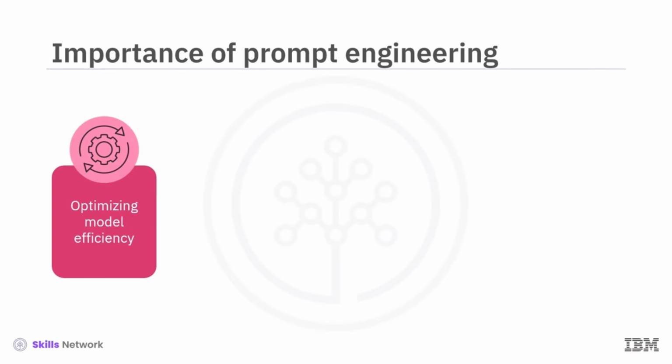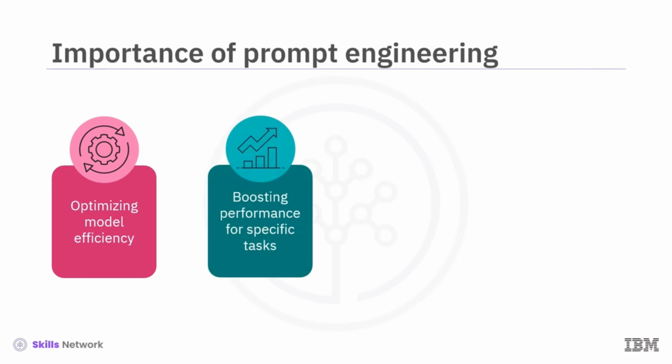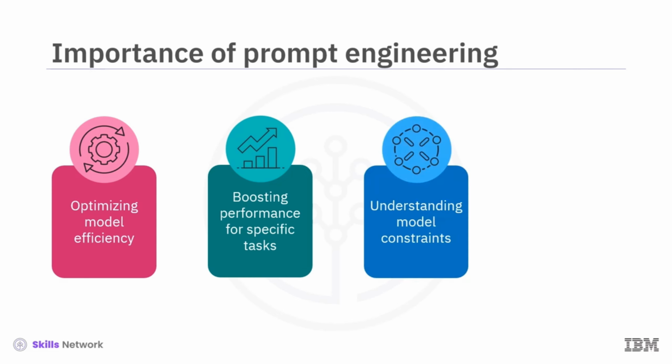Optimizing model efficiency. Prompt engineering helps design intelligent prompts that allow the users to harness the full capabilities of these models without requiring extensive retraining. Boosting performance for specific tasks. Prompt engineering empowers generative AI models to deliver responses that are nuanced and have a context, rendering them more effective for specific tasks.